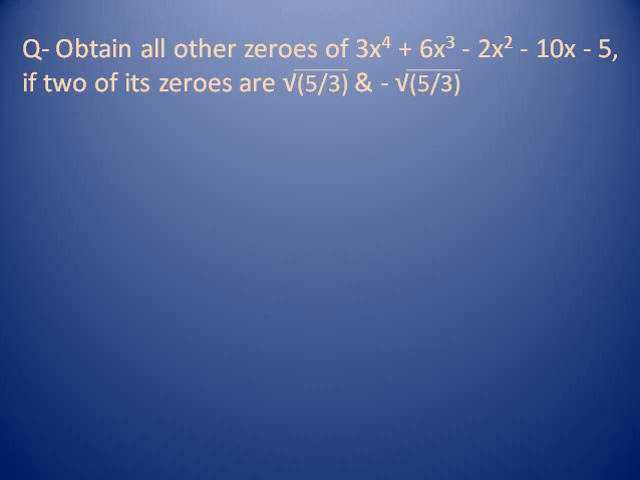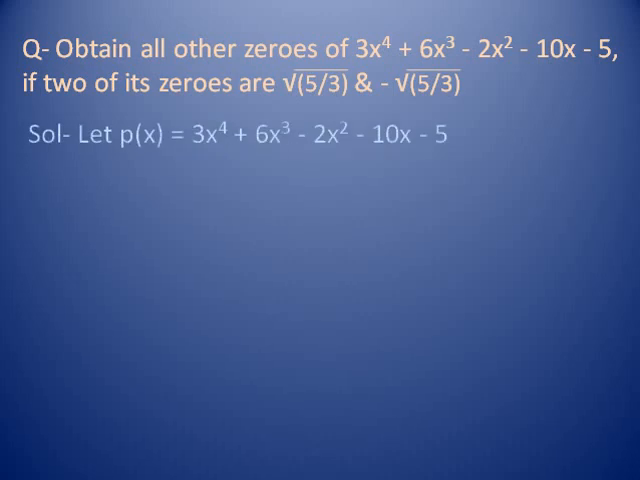So we know that the number of zeros of any polynomial is equal to the degree of the polynomial. So the degree of the polynomial is 4 here, therefore the number of zeros will be 4. Two of its zeros are given, so we need to find the two other zeros of this polynomial. So let us start.